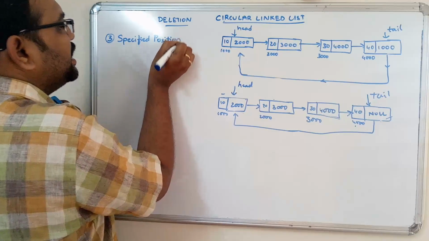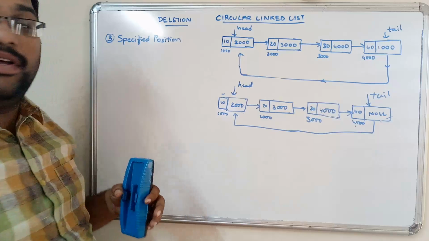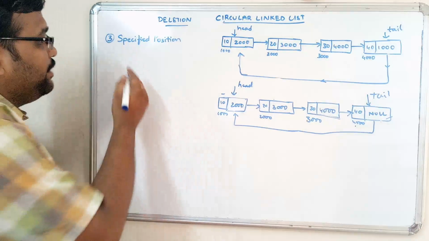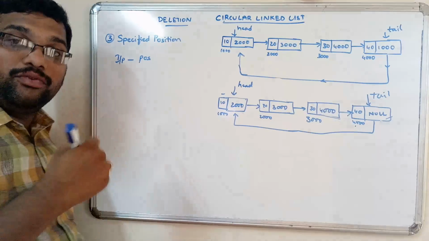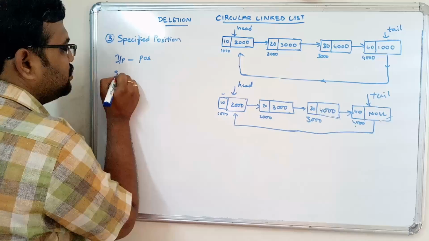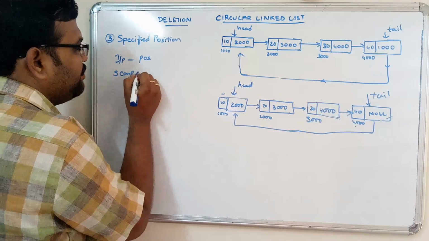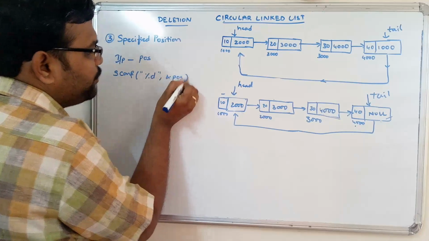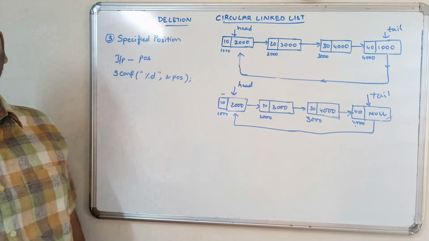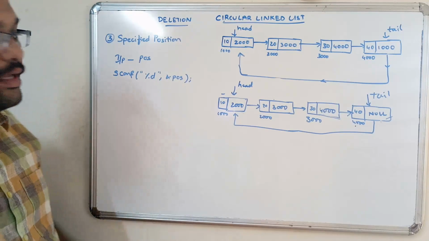Right, this is the third case. So how to delete an element from the specified position. Here we have to take the input as a position, from where we have to delete the element. The first statement is scanf("%d", &position). So first we have to find the position where we want to delete the element.